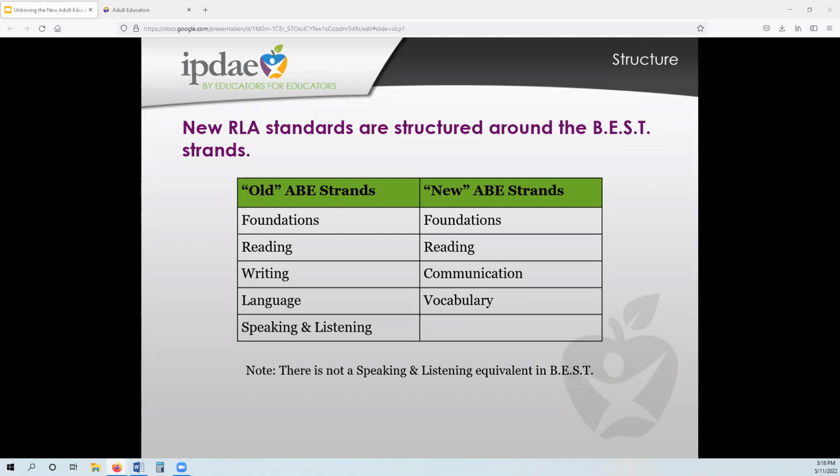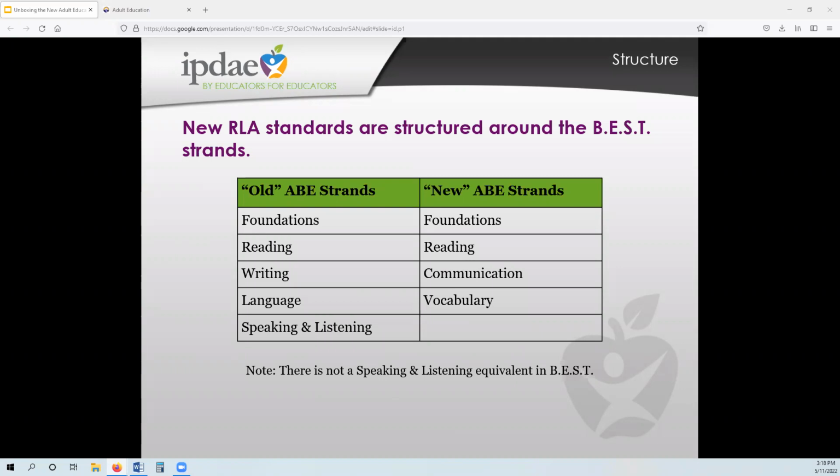You will notice that there is no separate speaking and listening strand. The previous ABE framework included this separate strand for speaking and listening, and even though some of the skills in speaking and listening would embed or overlap other pieces of what you might find in the reading and writing standards, it was called out as its own strand because of the importance of developing strong communication and interpersonal skills.